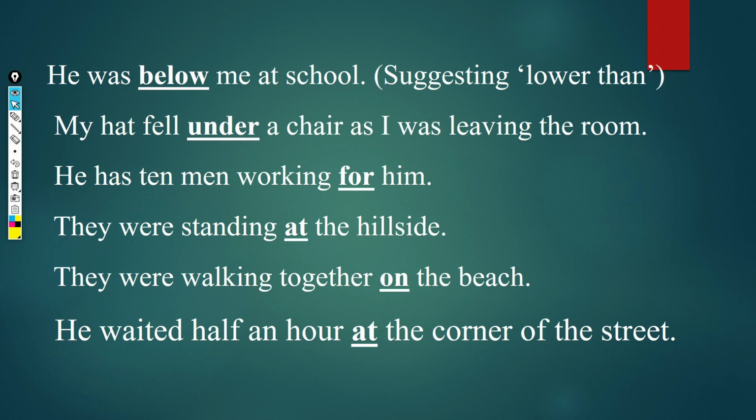What is the preposition used in this particular case? For. They were standing at the hillside. What is the preposition used? At. They were walking together on the beach. Preposition used in this case is on.